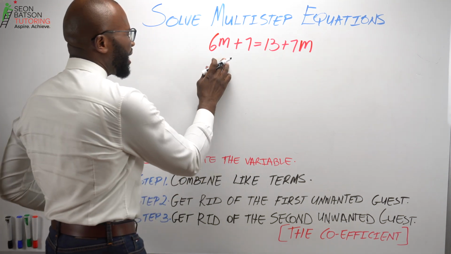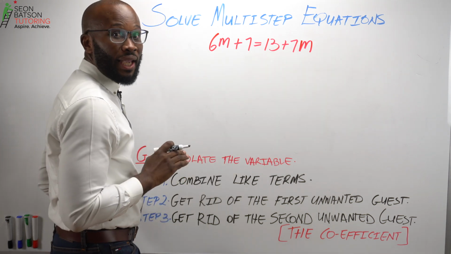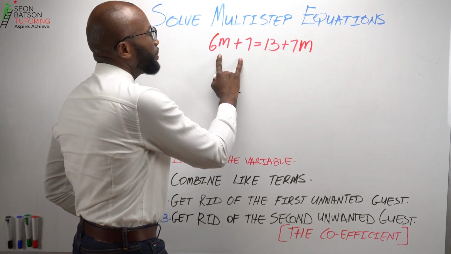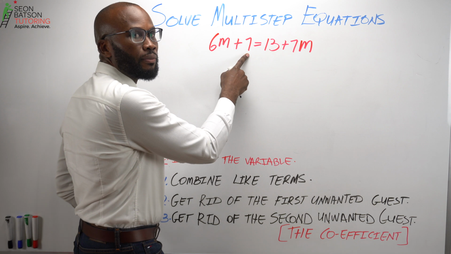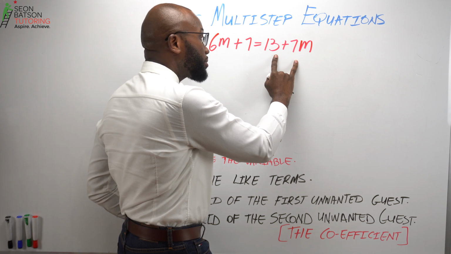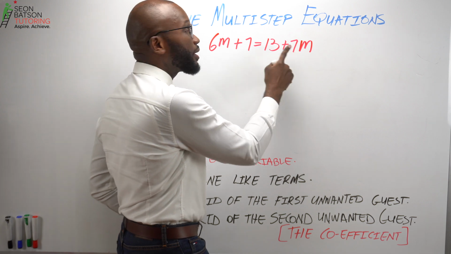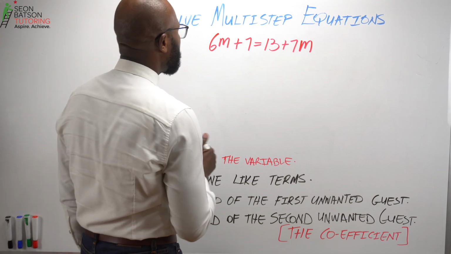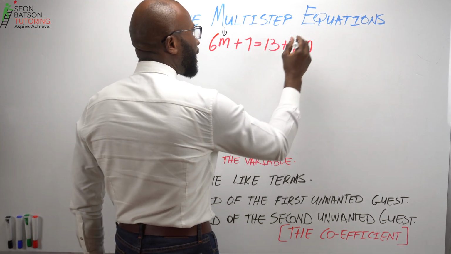We have 6m plus 7 is equal to 13 plus 7m. Yes? Now, if you look at the left side here, we are unable to add because the terms are not alike. This term has a variable, this term does not. Neither can we add on the right side because the terms on the right side are not alike as well. This term has a variable, this term does not. However, we do have like terms in our equation. On the left side, we have 6m, and on the right side, we have 7m.